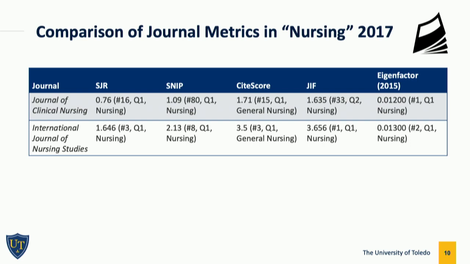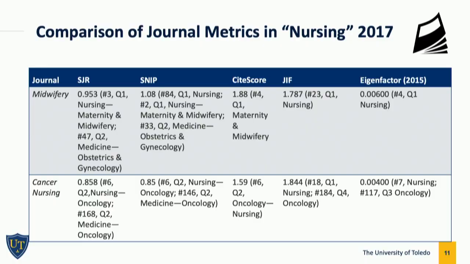But it can get a little weirder than that. We'll go to the next slide. This is looking at 2 other, quote, nursing journals, midwifery and cancer nursing. The Scopus product puts these 2 journals into 2 different categories. There's a nursing category and subcategory of nursing called maternity and midwifery. So it's not really part of the nursing category, it's part of a subcategory that's a narrower field. The Scopus product also puts the journal midwifery into the category of medicine, subcategory obstetrics and gynecology.